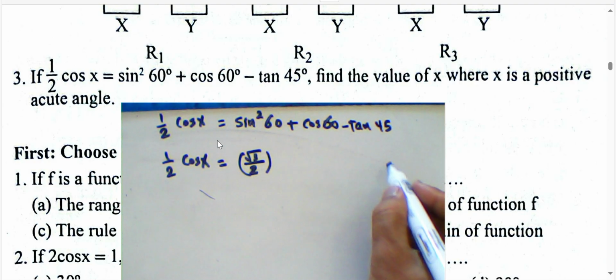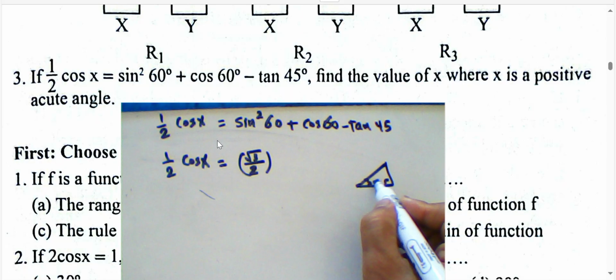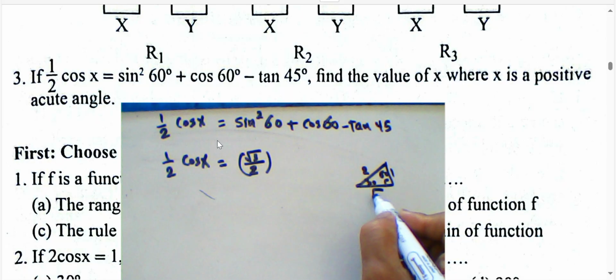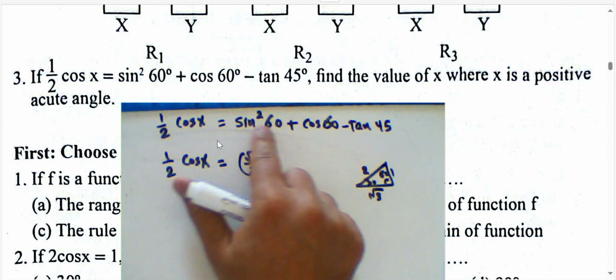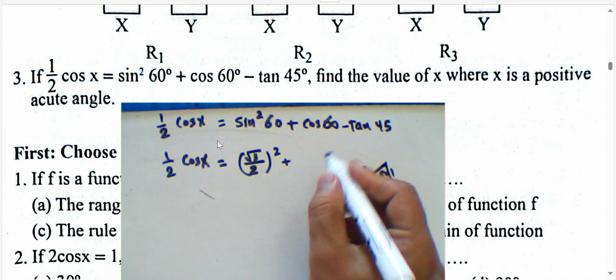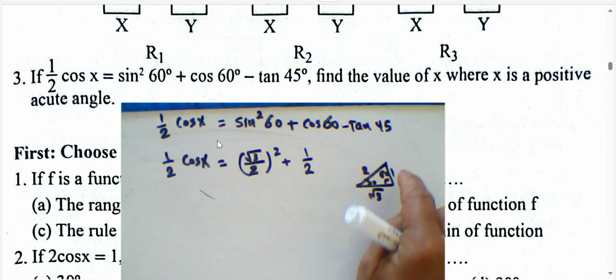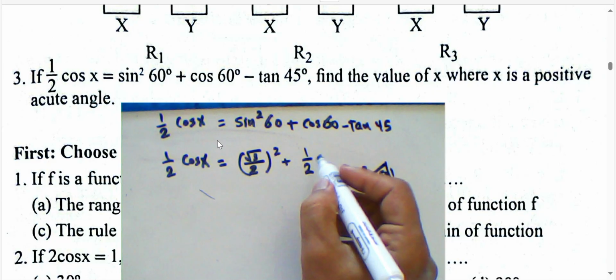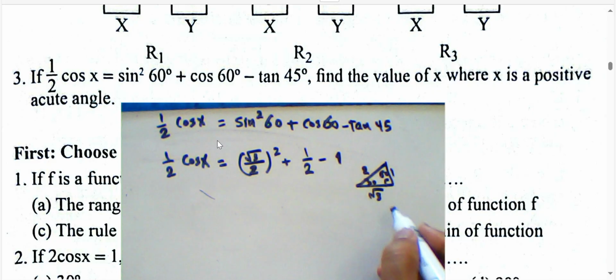Sine 60. If we draw a right angle triangle, we have 30 and 60. It will be 1 and 2, and here root 3. Sine angle 60 is root 3 over 2, or power 2. Cosine 60 will be half, adjacent over hypotenuse. Subtract by 1045, it will be 1, from a right angle triangle which is isosceles.